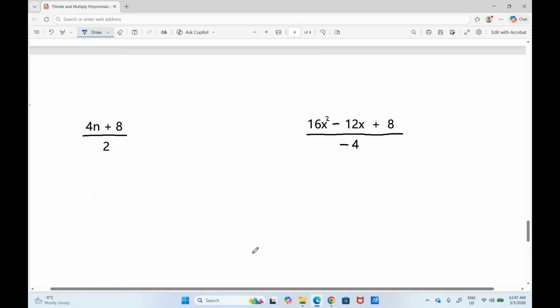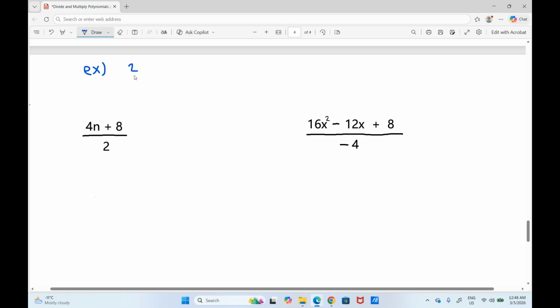Hi class, in this video I'm going to talk about dividing polynomials when there are multiple terms involved in either the numerator or the denominator. But in these examples, there are going to be multiple terms involved in the numerator. So to solve for a question such as 4n plus 8 divided by 2, I'm just going to write an example on the board here that I want you to consider.